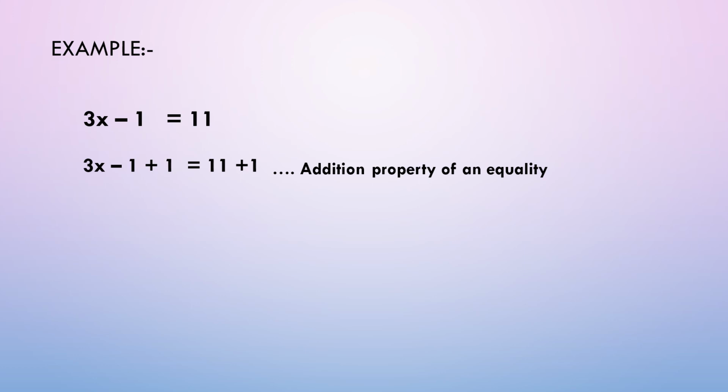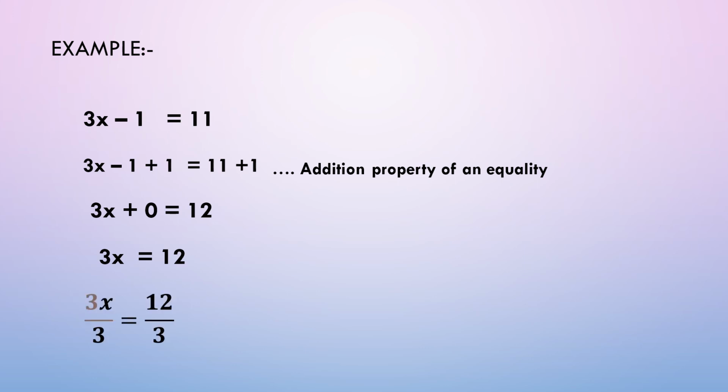So minus 1 and plus 1 becomes 0. So 3x plus 0 is equal to 12. So 3x is equal to 12. Now you have to find the value of x. You don't want this 3. So to remove this 3, what will you do? On both sides you will divide by 3. So 3x upon 3 is equal to 12 upon 3.